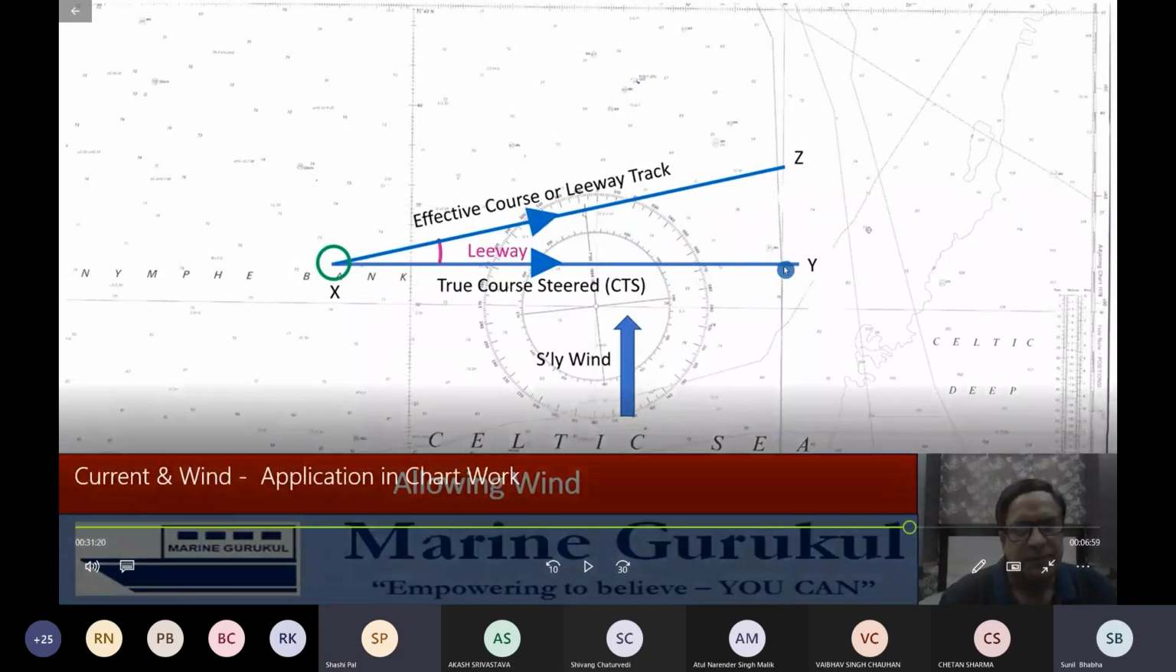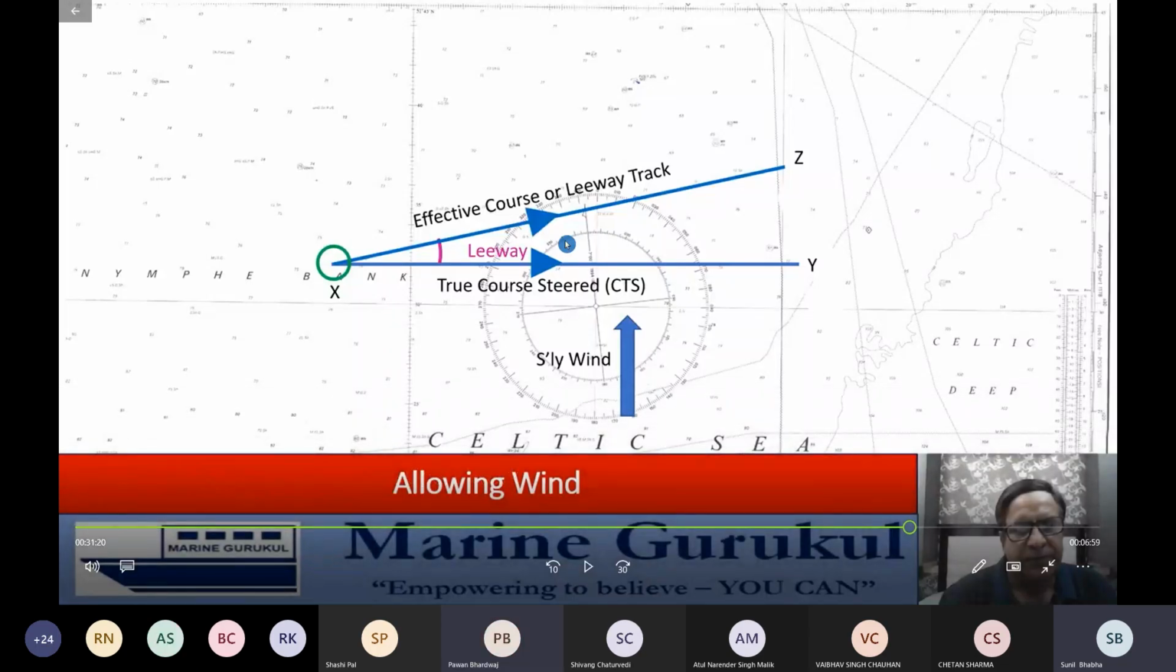Right, very good. So if you were steering 090, the leeway angle would be added in that particular case and your effective course would become 095. So you have to carefully see the direction from where the wind is coming and apply the leeway angle accordingly. Sir, in both these cases, we are allowing for the wind, but what if we want to counter the wind? Okay, let's counteract. We will do it now.